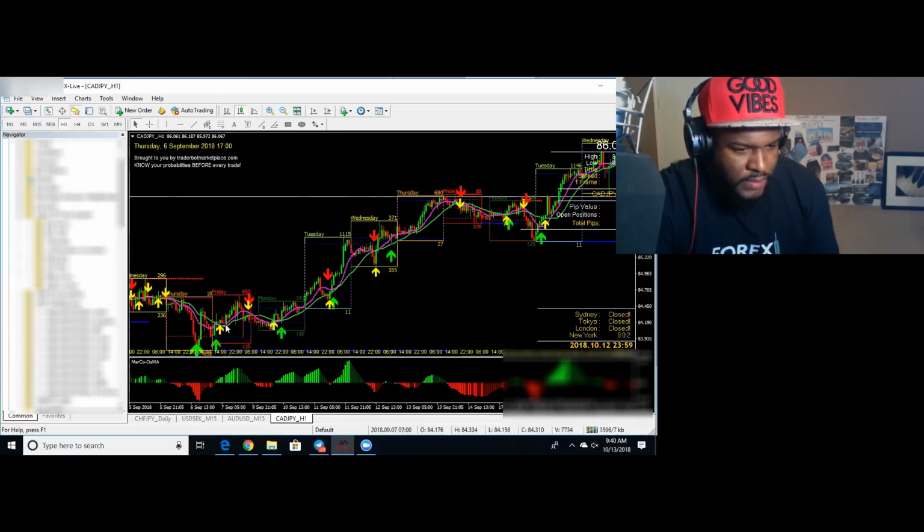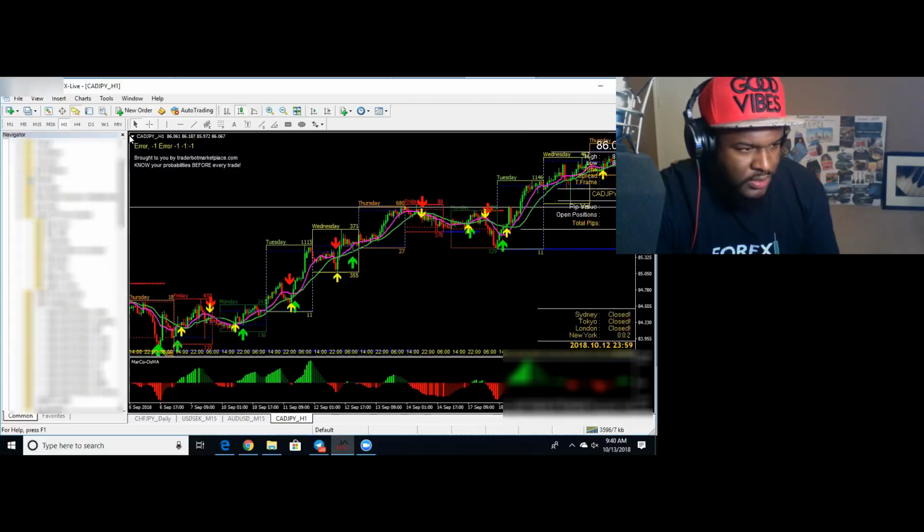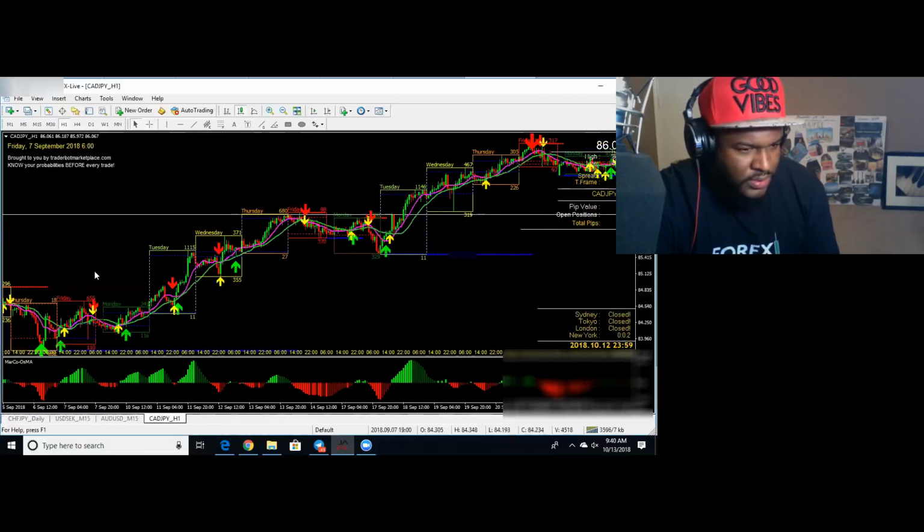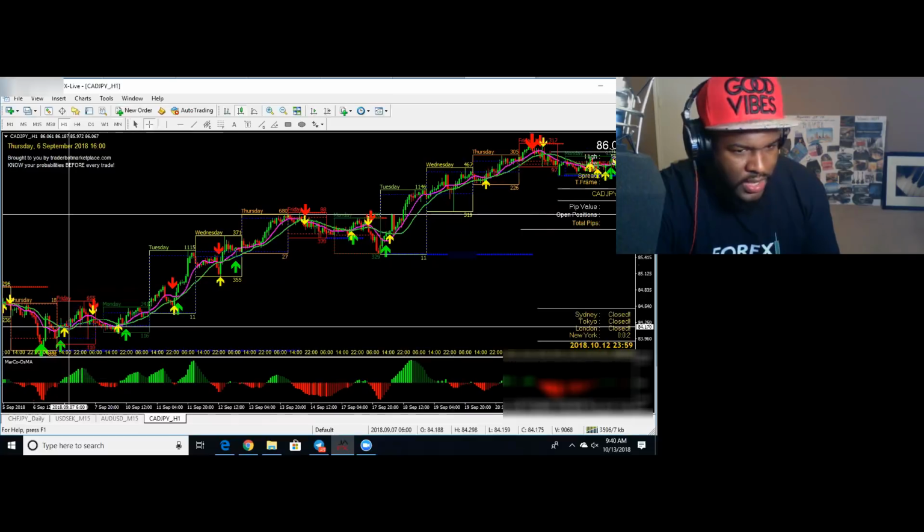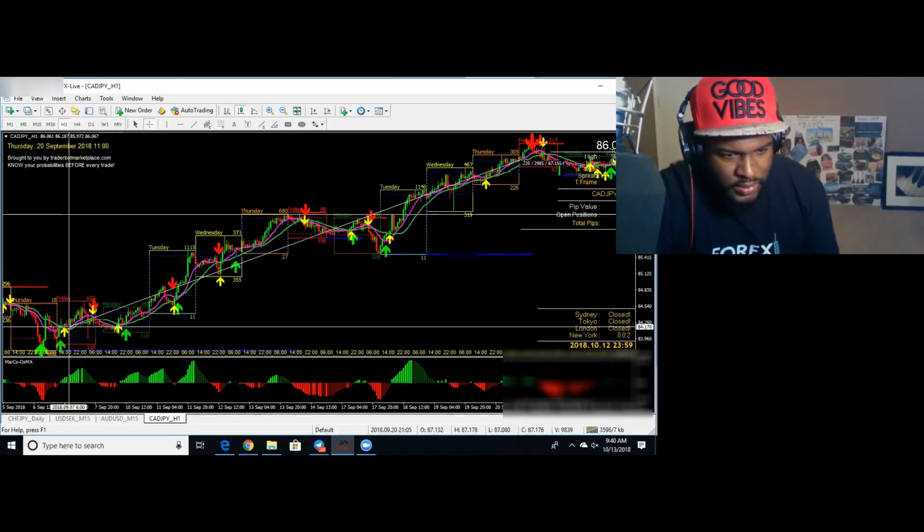Okay, I'm staying in this trade. Let me close this up here. I'm staying in this trade until I see a big red arrow, a little red arrow, and a yellow arrow. I'm staying in this trade up until here. Once I see this, I'm getting out.